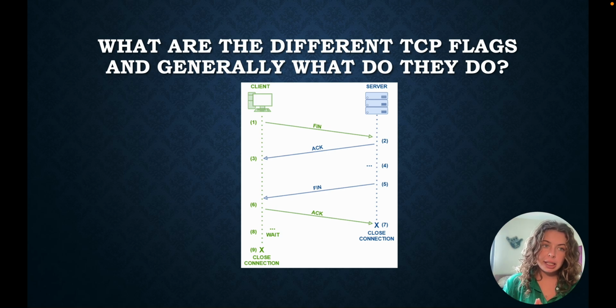What are the different TCP flags, and generally what do they do? So starting off, we have SYN, which stands for synchronize, and the purpose of this is to initiate a connection, and this is used during the 3-way handshake to establish a TCP connection. The sender sets the SYN flag to indicate a request to synchronize sequence numbers.